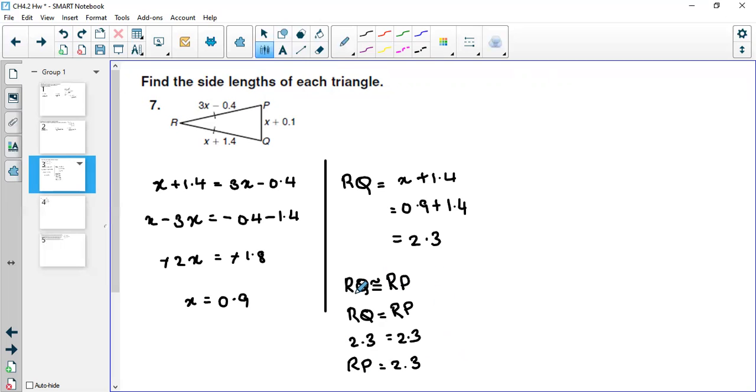Alright, so we don't need to do any calculations there. If you want, you can substitute 0.9 in place of x and find out, but we have already found it for one, so we don't need to find it for the other. Now let's find PQ. For PQ, you have to find it out because that's not an equal side. So 0.1x plus 0.1, x was 0.9, plus 0.1, gives you 1 whole. So the length of PQ is 1. The lengths of RQ and RP are 2.3 respectively.